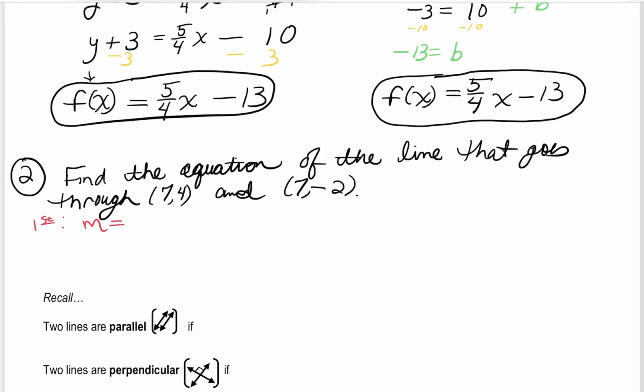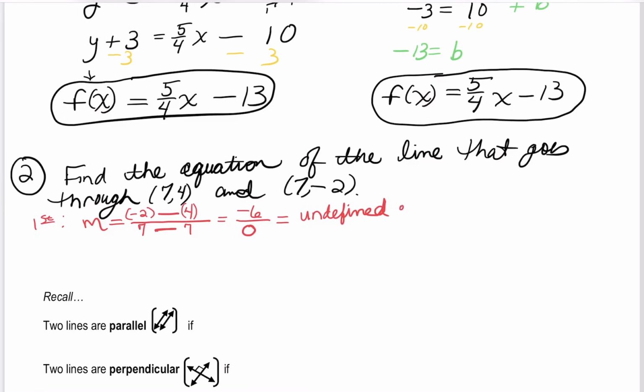So our slope would be change in y, so -2 minus that 4, y2 minus y1, over x2, 7, minus x1, which is also 7. So I end up with -6 over 0. Remember, a non-zero number divided by 0, that is undefined. So you can't exactly sub the word undefined into the point slope formula, or you can't sub it into the equation in any way. So this should remind you that you have one of your special cases.